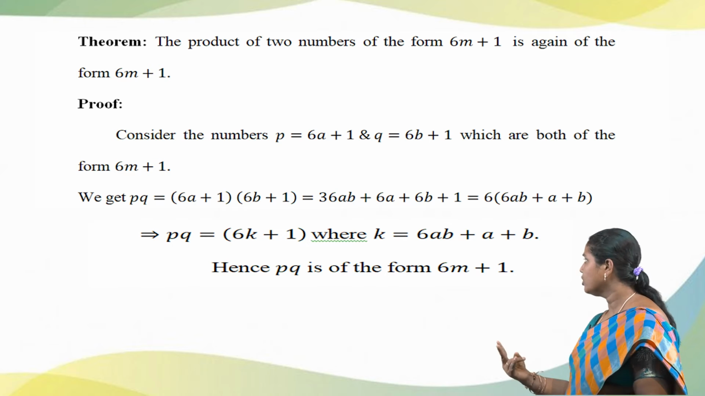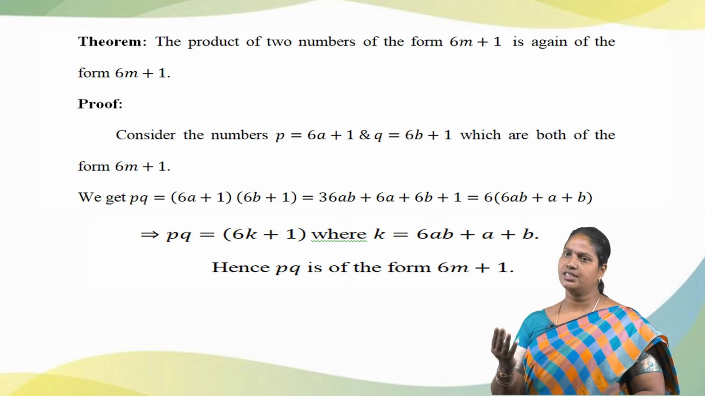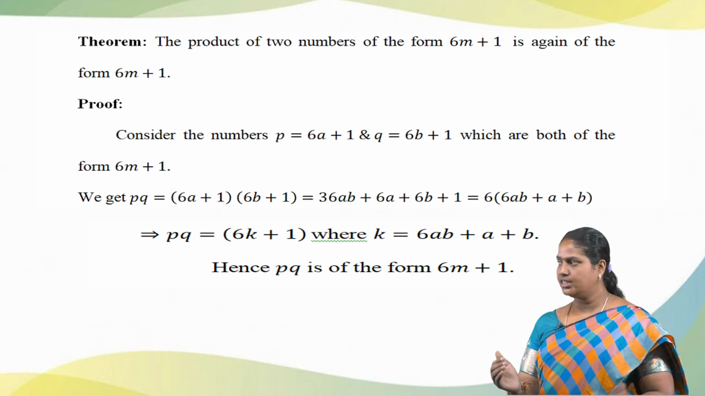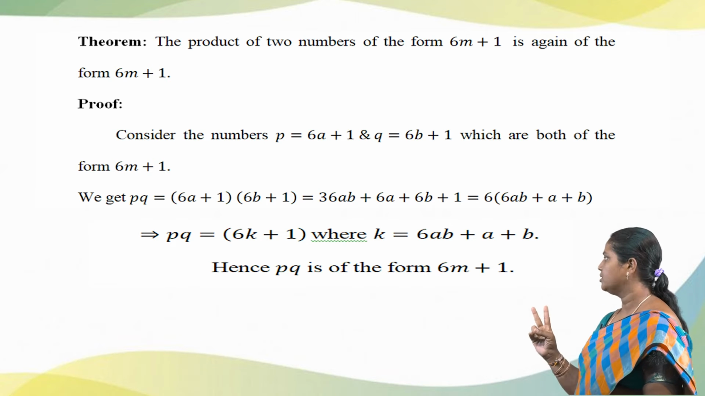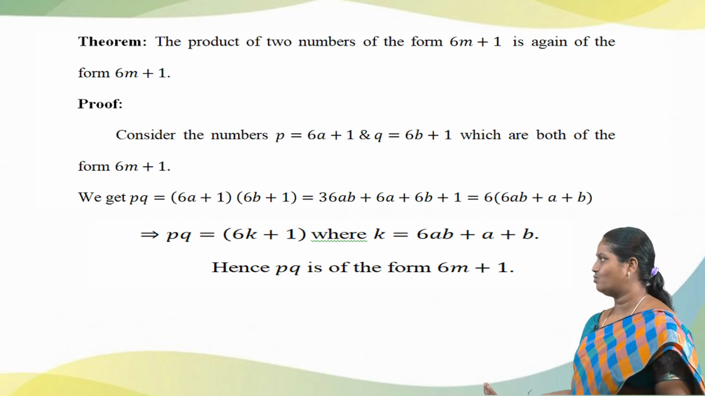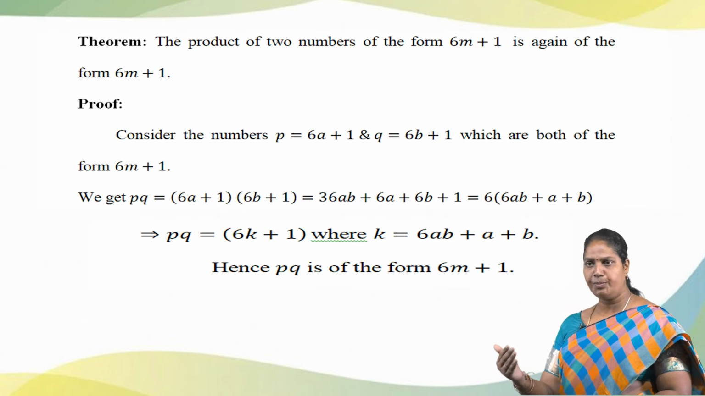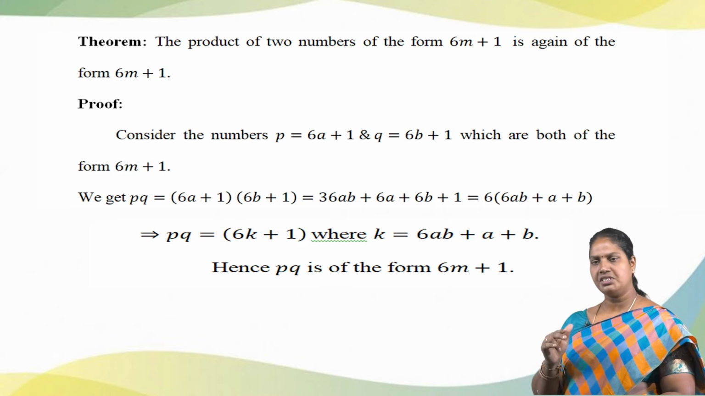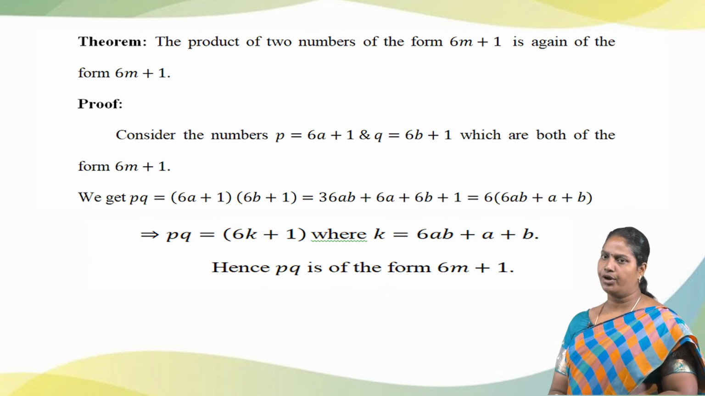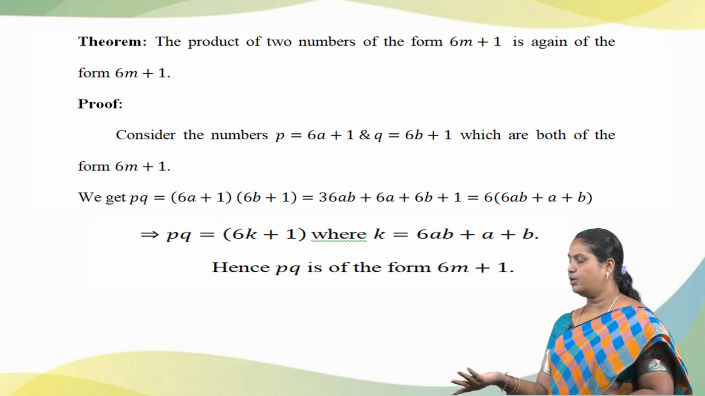The product of two numbers of the form 6m plus 1 is again of the form 6m plus 1. This is also a very easy proof. So let me explain the proof. Consider two numbers p and q of the form 6m plus 1. So they can be written as 6a plus 1 and 6b plus 1, where a and b are natural numbers. Now consider the product pq. So pq is nothing but 6a plus 1 into 6b plus 1.